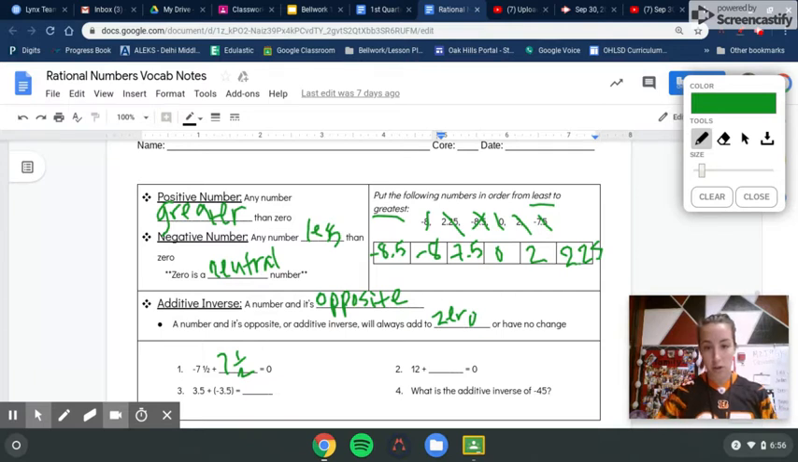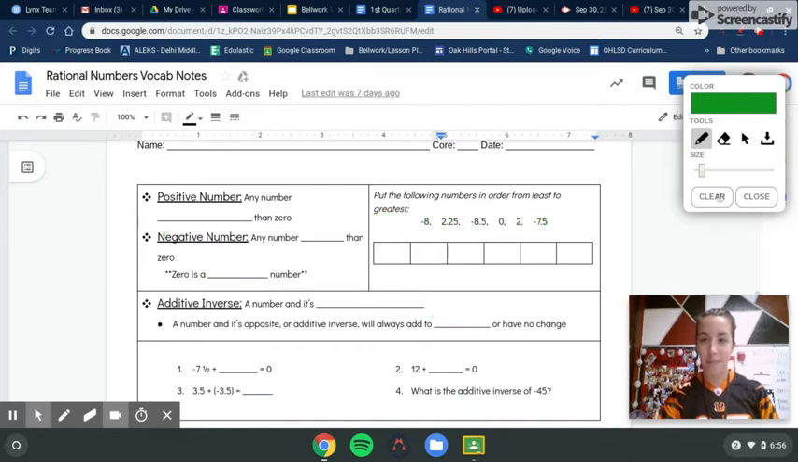If you look at number 2, I have 12 plus something equals 0. So 12 plus negative 12 is going to equal 0. And then number 3, it looks like I'm adding two opposites together. So that's an additive inverse, which always adds up to equal 0. And then it says, what is the additive inverse of negative 45? Well, that would be positive 45.